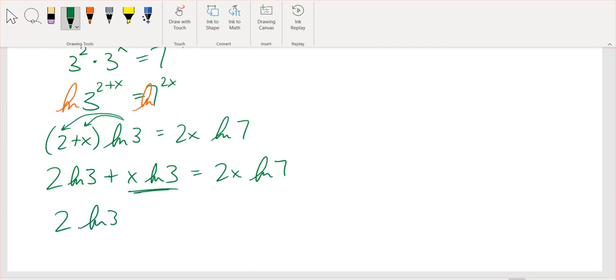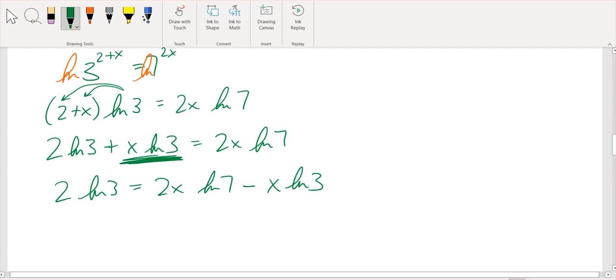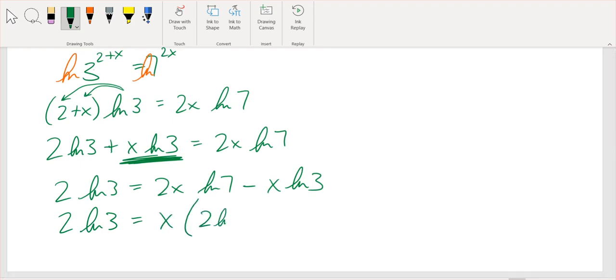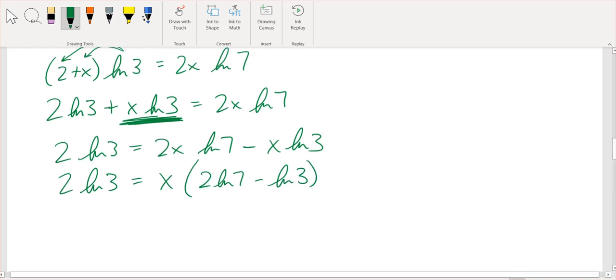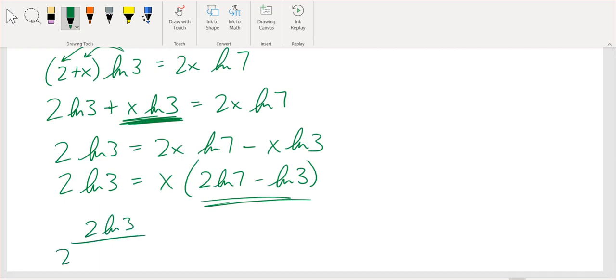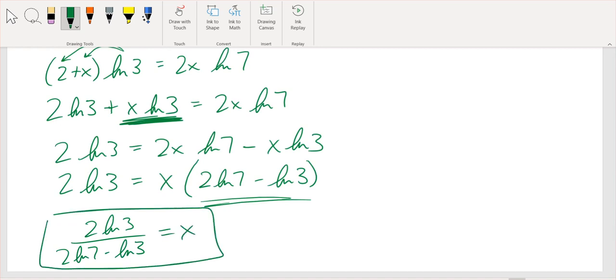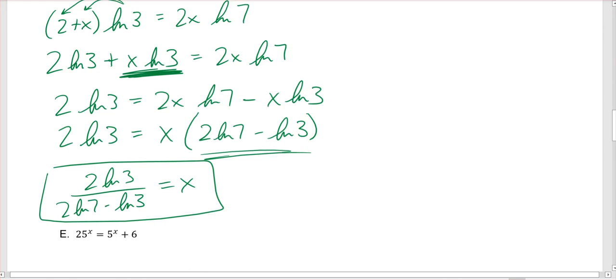So we've got 2 natural log 3 equals 2x natural log 7 minus x natural log 3, right? If we subtract this piece from both sides, that's what we would have. And now we can factor our x out of there, and we're left with 2 natural log 7 minus natural log 3. And now we're home free. We can just divide by that piece now. So we've got 2 natural log 3 over 2 natural log 7 minus natural log 3, and that is x. All right, cool. And again, we can plug that in and show ourselves that it works.